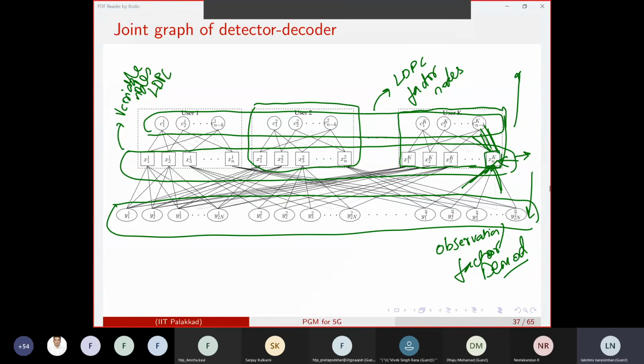And then they update their internal summary. And this is what has sent us the message from the variable node to these factor nodes as well as these factor nodes. So there is an effective communication between these factor nodes and the factor nodes of the LDPC side and the factor nodes of the demodulation side. In some sense, what is happening is turbo decoding.